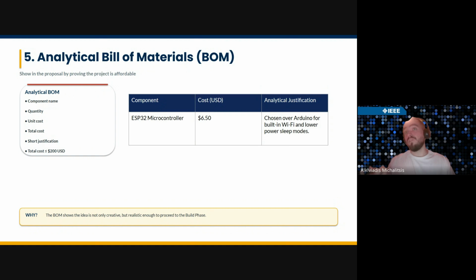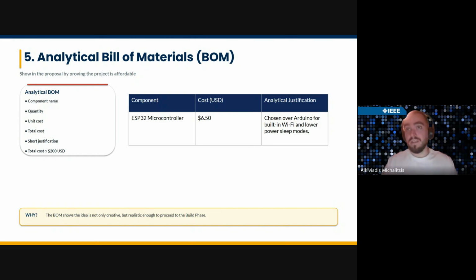Short justification. For example, I use this kind of bolt because it has the thread that we want, this kind of length, and we need it to hold everything together, as an example. And of course, don't forget: total cost under 200 USD. If it's more, the submission will be a failure. Please don't exceed the $200.